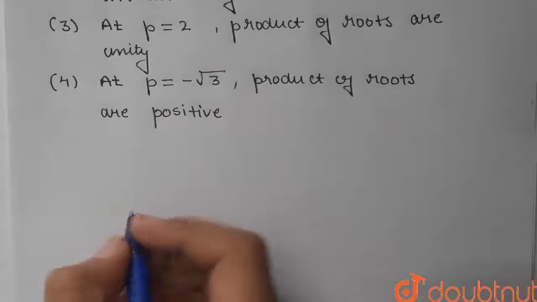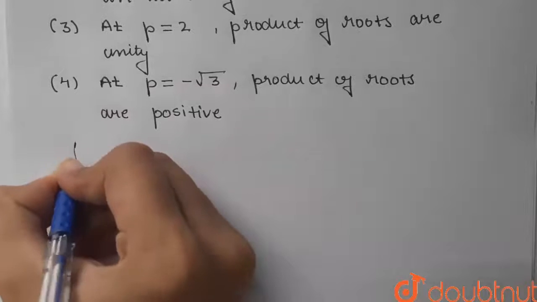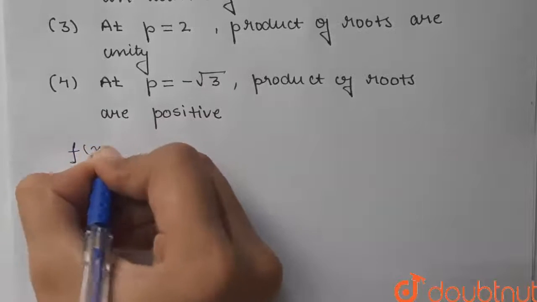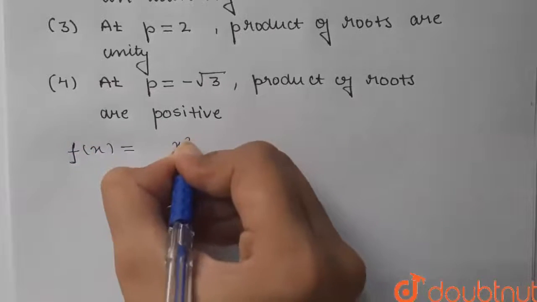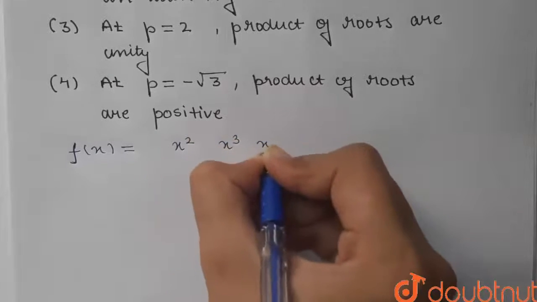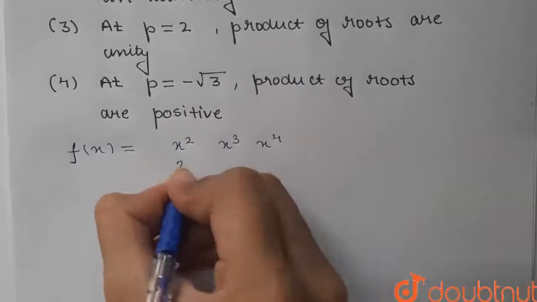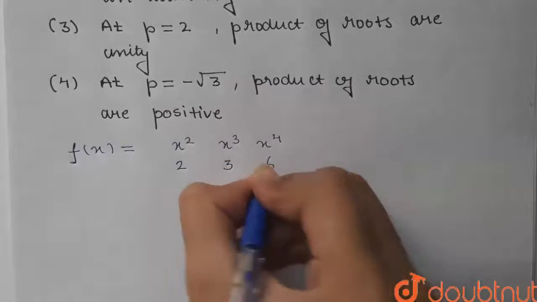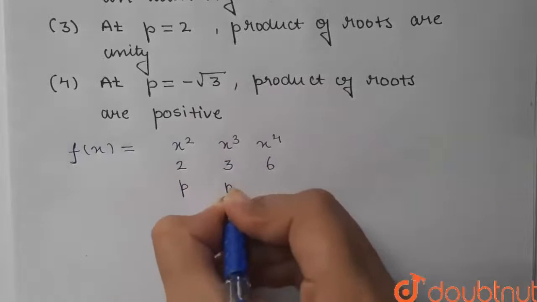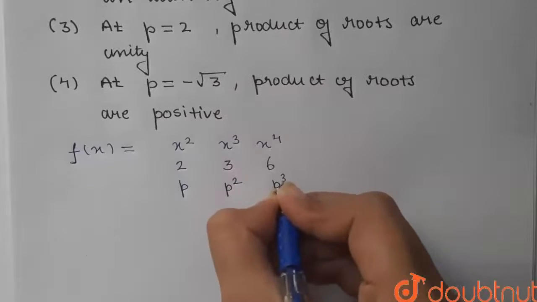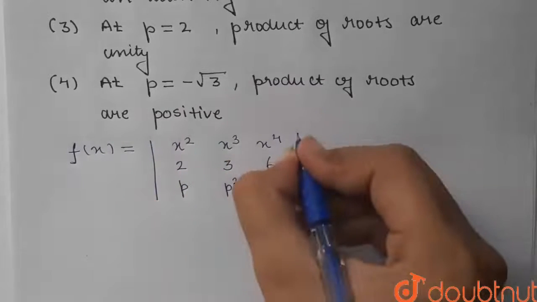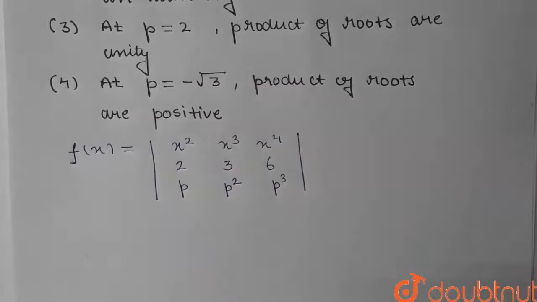So first of all, let us just write what we are given. We are given this determinant, that is f of x is given as x square, x cube, x power 4, 2, 3, 6, p square, p cube, right? This determinant is given.